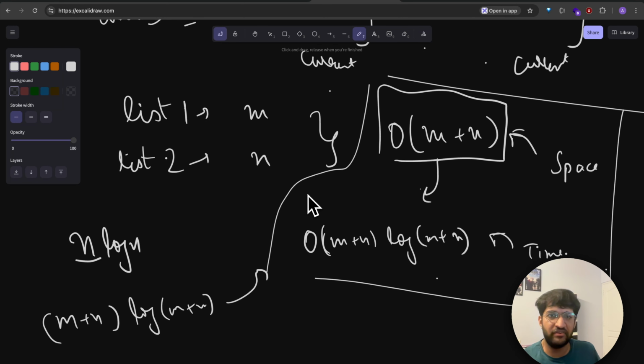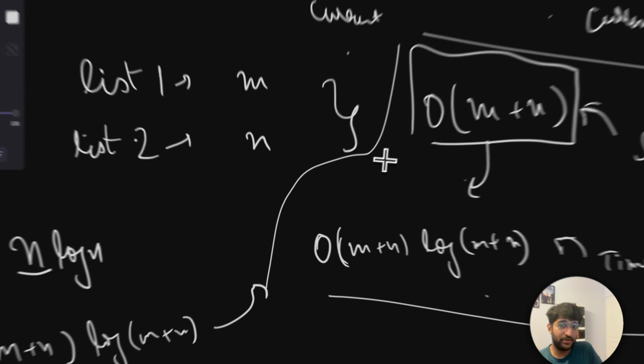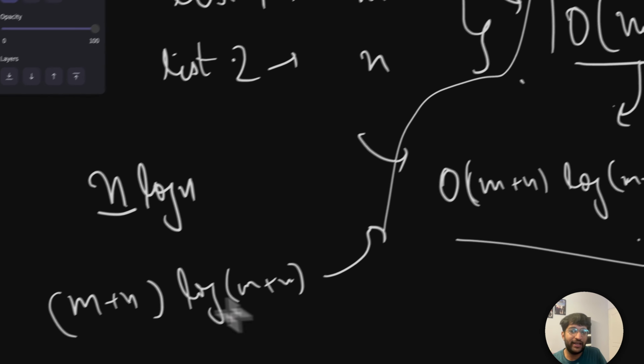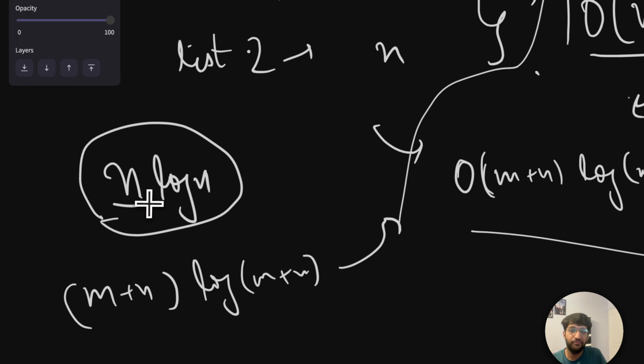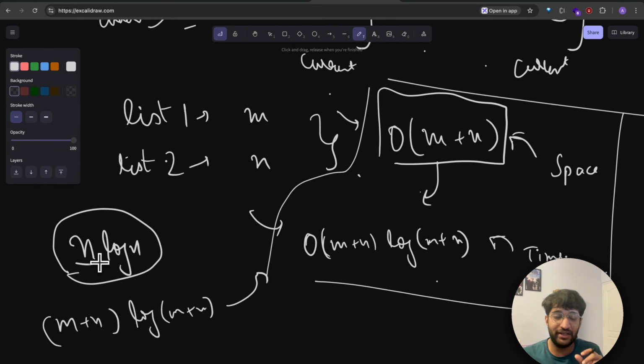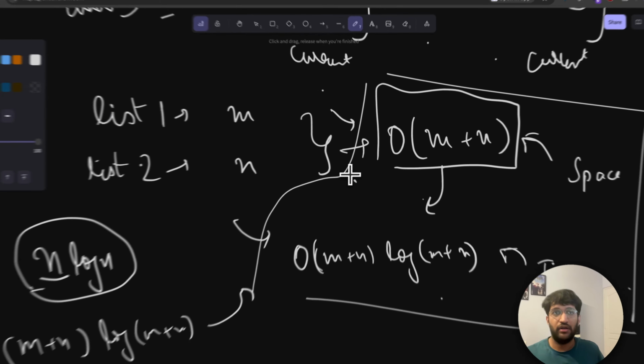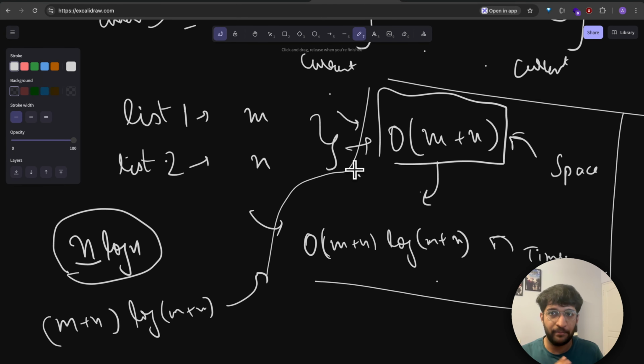So just to quickly reiterate what we were discussing, we have a space complexity of O of m plus n and a time complexity of m plus n into log m plus n. Why? Because the fastest sorting will take n log n time. So in our case, we are sorting an array of size m plus n, so it takes m plus n into log of m plus n. That's the total time taken. Similarly, space is O of m plus n. And that's the overall space and time complexity breakdown for our first approach, which is brute force.